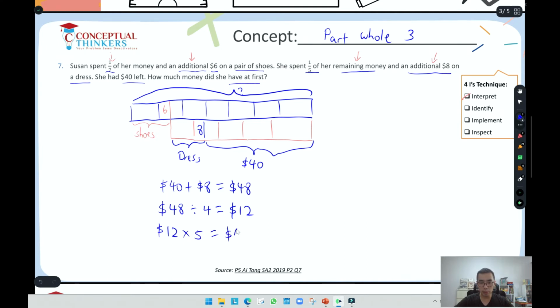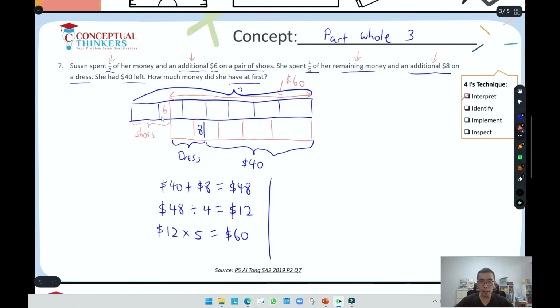That will give me 60. Okay, so I'm going to draw a line to represent that this is for the remaining model. Now I'm going to go to the original model here. So after getting $60, this means that from here to here, this part here, it represents $60. So I just put an arrow here to say that this is actually representing 60.